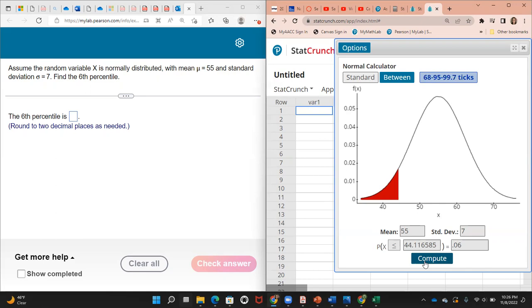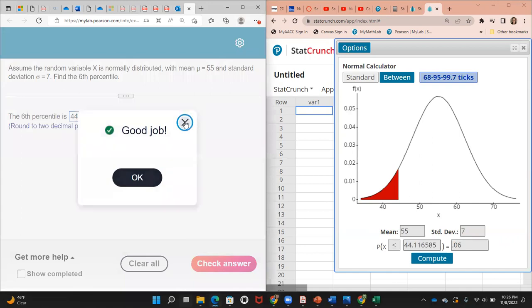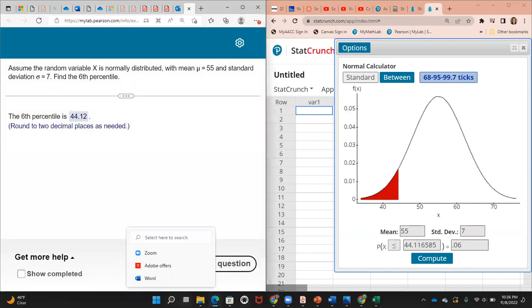Okay, so if you click compute, it will tell us that the 6th percentile is 44 point, let's see, it says around, at 2 decimal places, so I'll say 1, 2. We also can do this using our graphing calculator. If you remember, what we'll do for that one is actually we would use the distribution button, and then we would go to inverse normal and enter in the mean, the standard deviation. Still would put area to the left and put the area to the left as 0.06. And then that would also work to give us the 6th percentile.